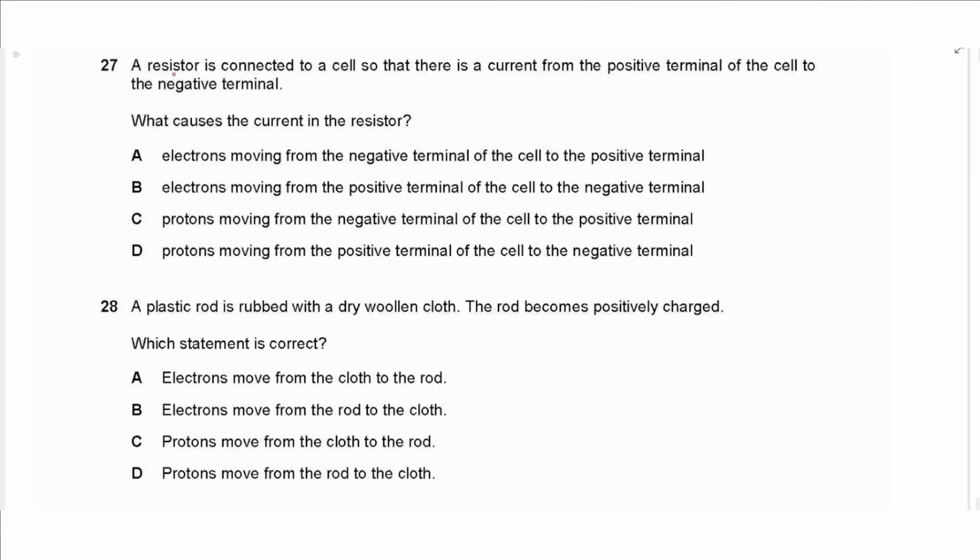Question 27 says a resistor is connected to a cell so that there is a current from the positive terminal of the cell to the negative terminal. What causes the current in this resistor? Electrons move from the negative terminal to the positive terminal, that is correct. Electrons move from the positive terminal to the negative terminal, no. Protons move, that's not correct, so the answer is A.